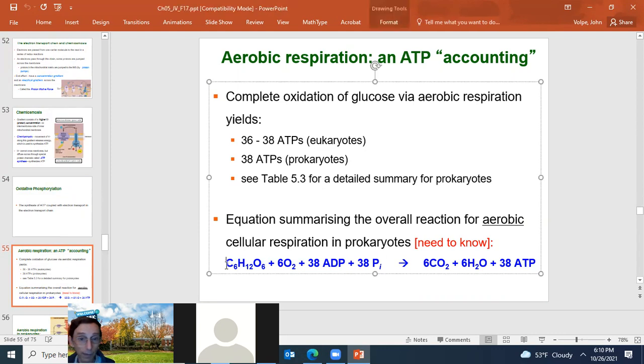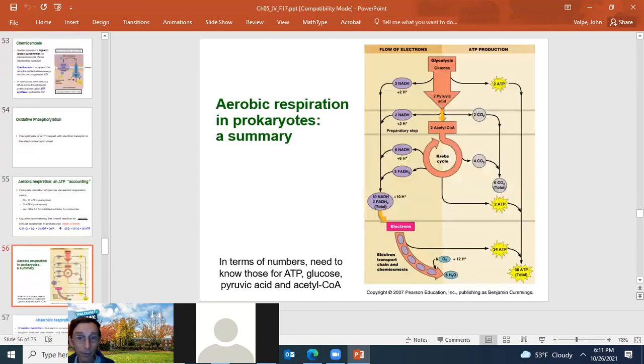Here's the summary equation for aerobic respiration, which I've already given to you. C6H12O6 plus 6 oxygen molecules, 38 ADP, 38 phosphate, generate 6 CO2, 6 water, and 38 ATP. Any question about any of that?